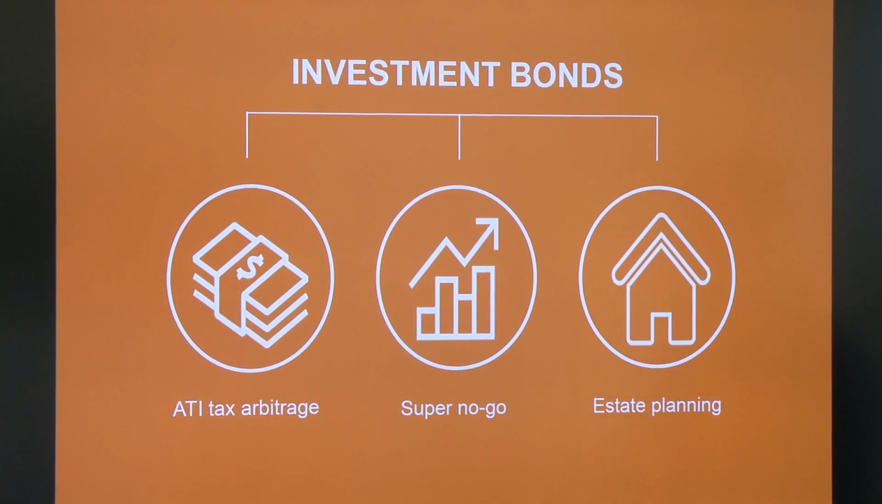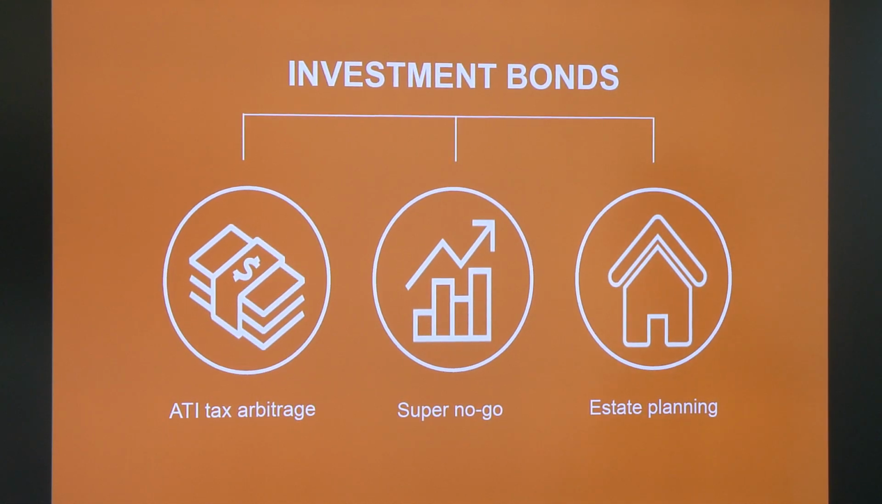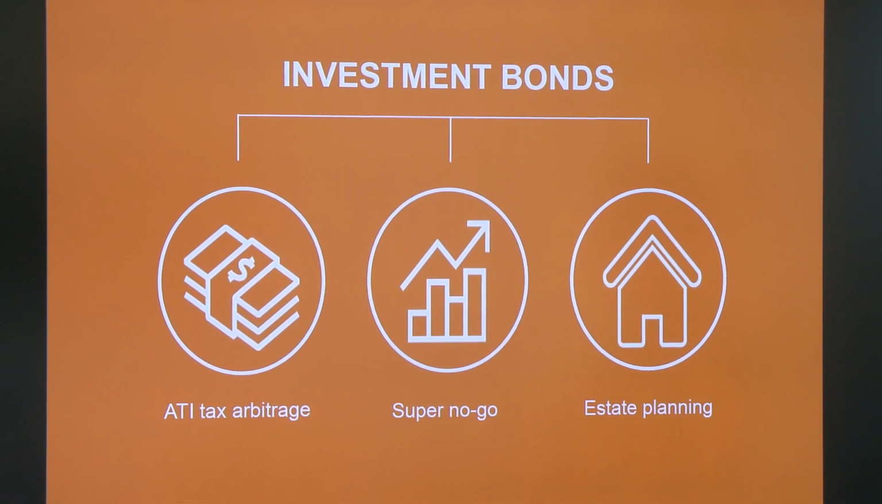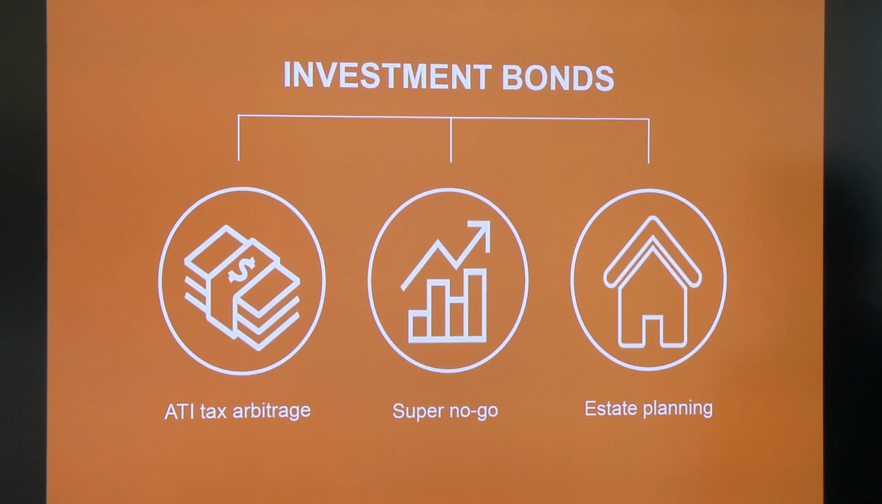The other area is what we call super no-go. So we're talking about clients that either can't get into super because they've already hit their caps. It may be that they are too old to get into super, or in some cases, you might even consider too young to use super.